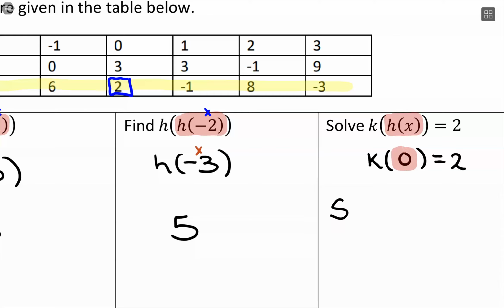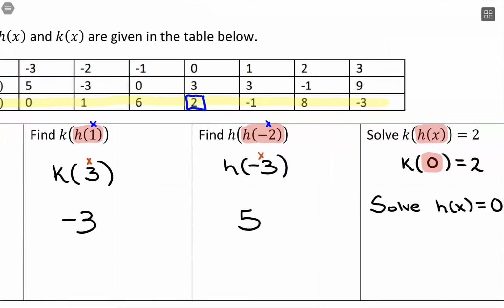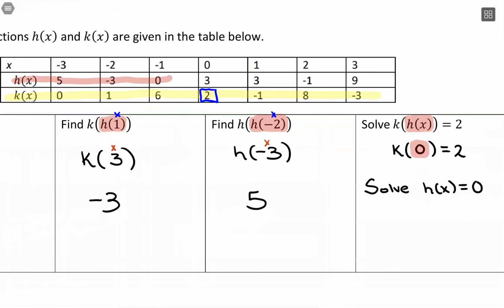So what I can do is rephrase this now as solving where is h of x equal to 0. It's just I first needed to think of k of x to see that 2 come through. So h of x equaling 0, what I'm going to do is focus on my h of x values and see where do I have an output of 0, and that's happening right here with x equals negative 1.